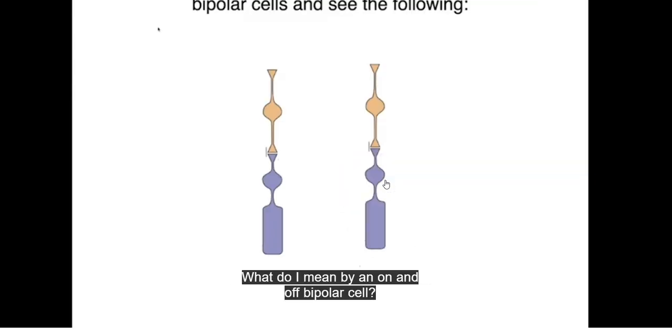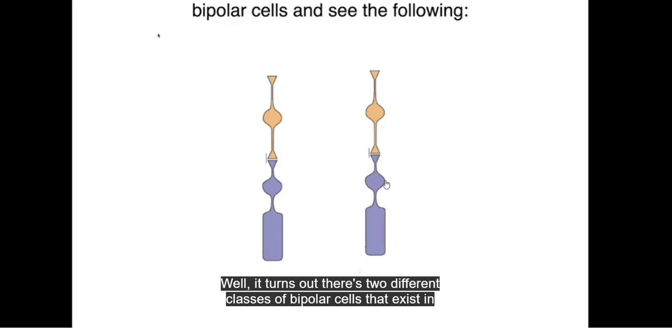What do I mean by an on or an off bipolar cell? Well, it turns out there are two different classes of bipolar cells that exist in the retina. One of them is called an on cell, and one of them is called an off cell. And we define this based on whether they are depolarized or hyperpolarized by the presence of light.